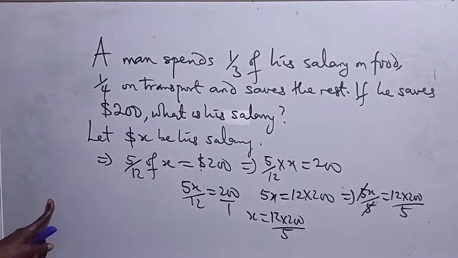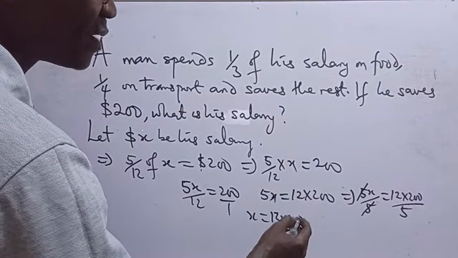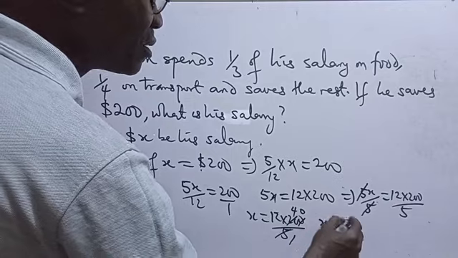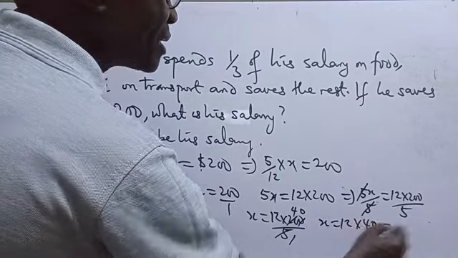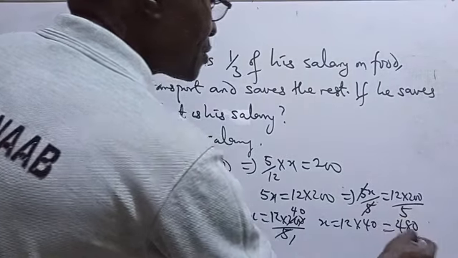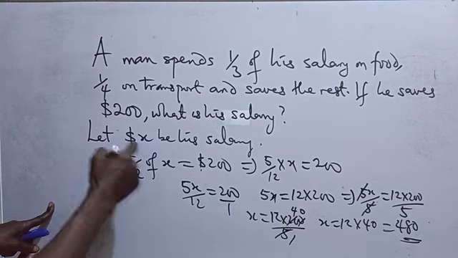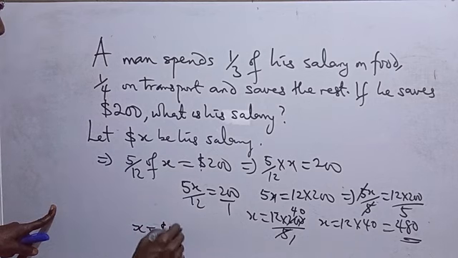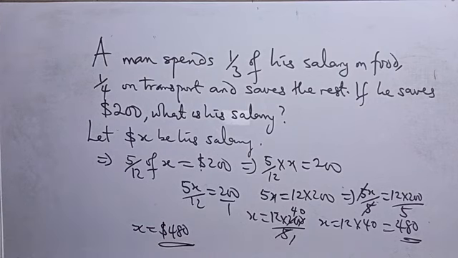All right. So 5 into 200 is 40, so X is equal to 12 times 40. By the time you multiply 12 by 40, you have 480. So that means his salary X is equal to 480 US dollars. That is the solution to the problem.